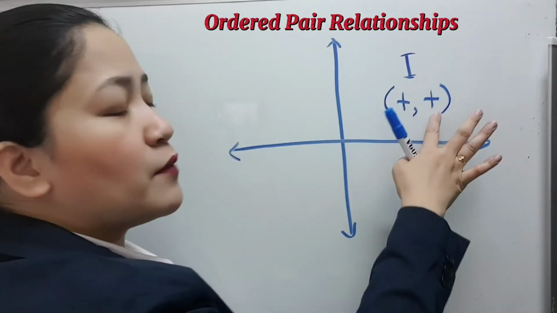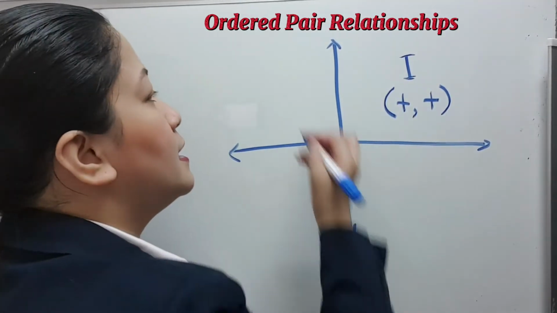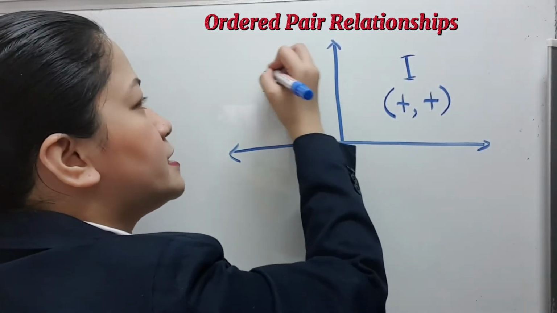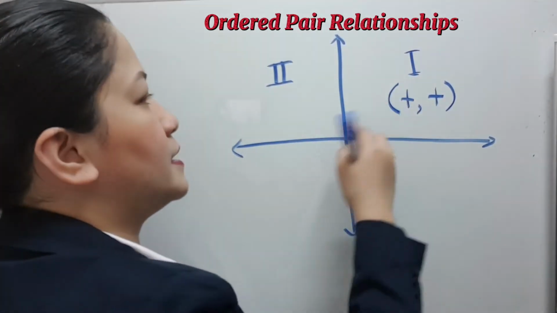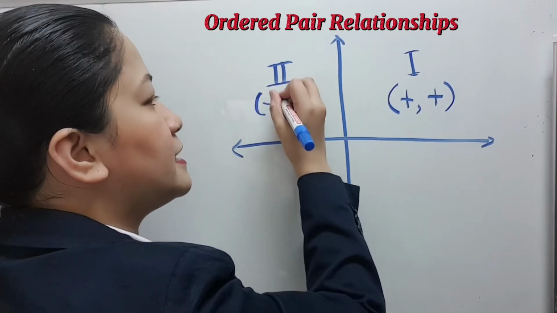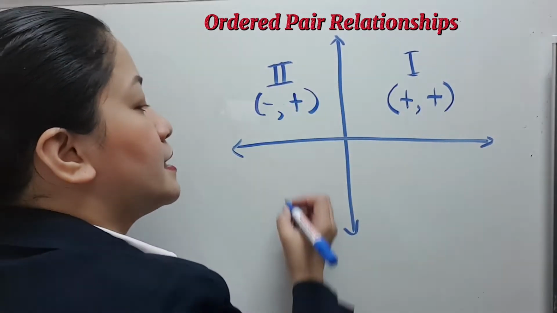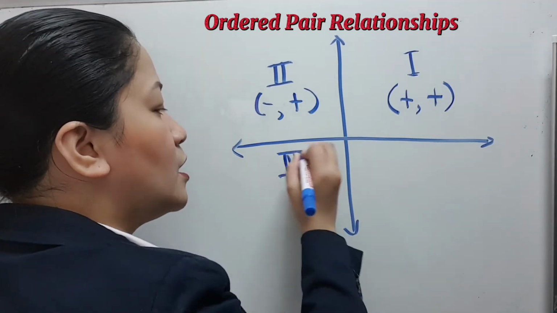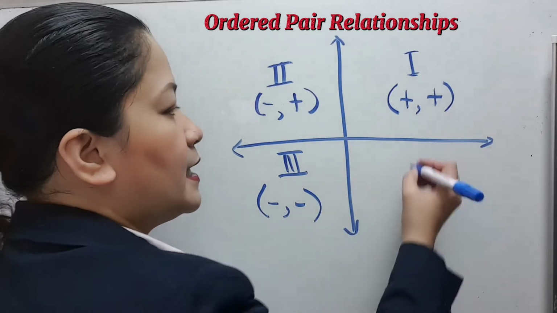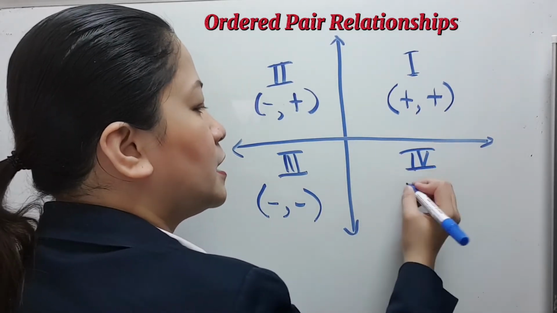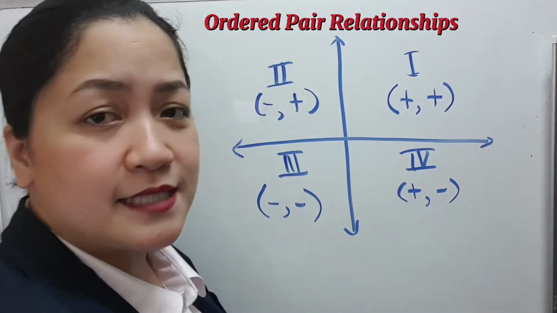So if the x and y are both positive, you can find the point at quadrant 1. Quadrant 2 is on this region because from quadrant 1, we will be moving counterclockwise. And the x here is negative and the y is positive. Then we have the third quadrant in which both coordinates are negative. And the fourth quadrant in which the x-coordinate is positive and the y-coordinate is negative.